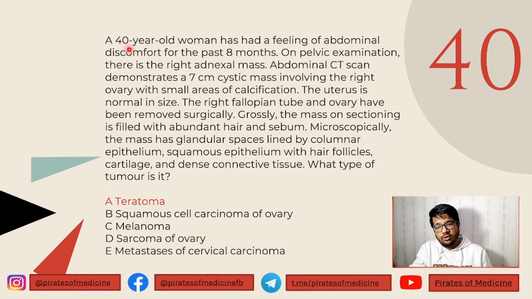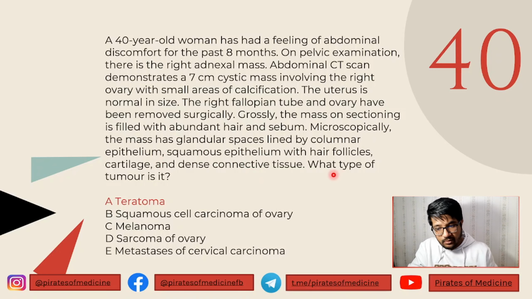40th question is that a 40-year-old woman had feelings of abdominal discomfort over the past 8 months. On pelvic exam, there is a right adnexal mass. Abdominal CT scan demonstrates a 7 centimeter cystic mass involving the right ovary with small areas of calcification. The uterus is normal in size. The right fallopian tube and the ovary have been removed surgically. Grossly, the mass on section is filled with abundant hair and sebum. Microscopically, the mass has glandular spaces lined by columnar epithelium, squamous epithelium with hair follicles, cartilage, and dense connective tissue.